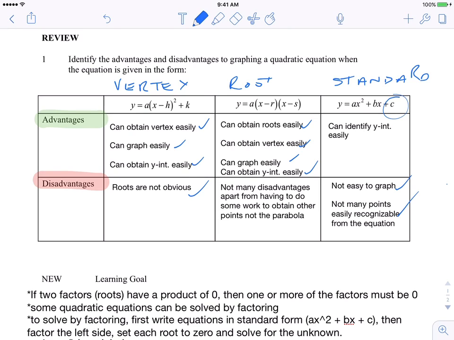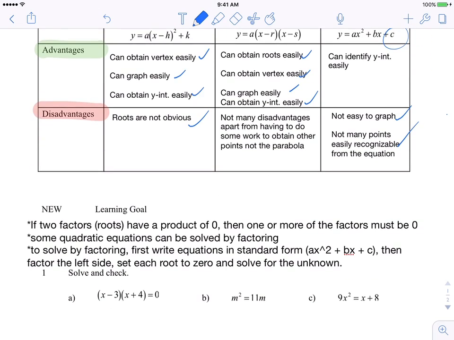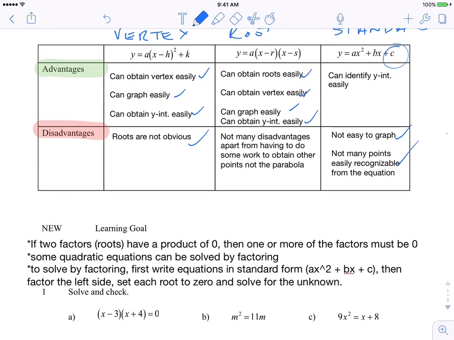In root form, the disadvantages are really not that many, to be honest, apart from having to do some work to obtain other points on the parabola. So from root form, if you wanted the vertex, you'd have to find the midpoint between the roots and then obtain the vertex, or find the x value of the vertex, then sub that into the equation and solve for y. So a couple more steps to get the vertex there. So again, you might want to pause the video and just copy some of the points there, please.